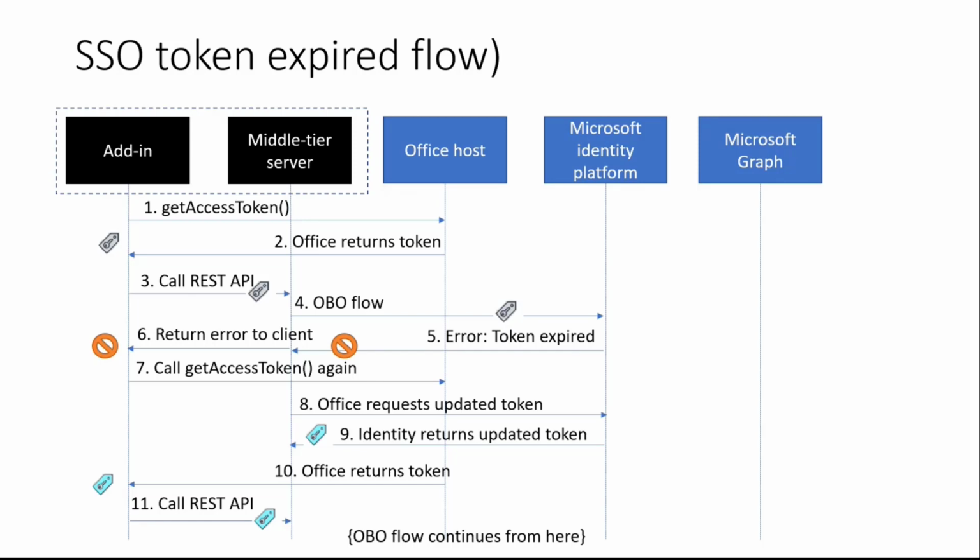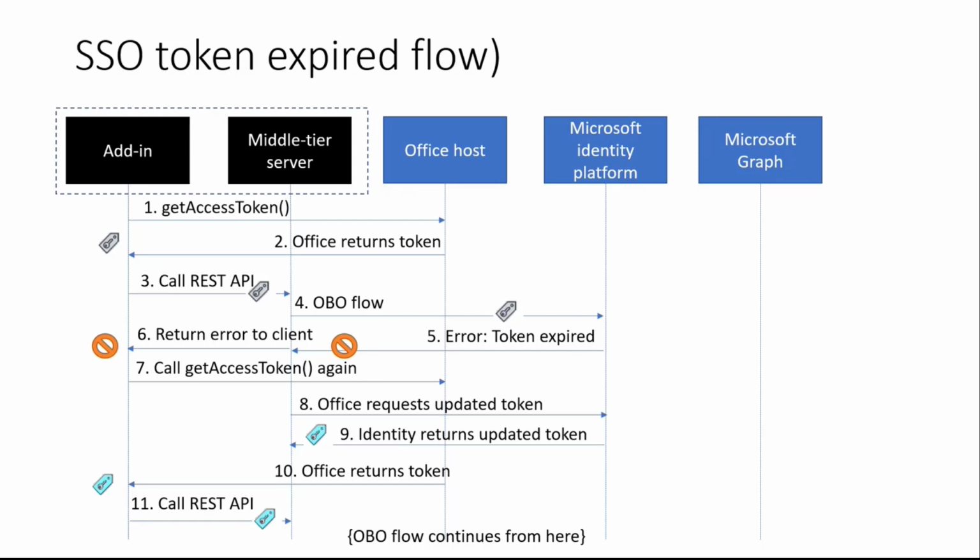So you call getAccessToken again. At this point, Office will see that it's expired. It's not going to return an expired token, so it'll refresh it. Behind the scenes, it'll actually request this from the Identity Platform. It gets the updated token, which is sort of this bluish color, and then it returns that token. Again, it's just an access token to your middle tier server. You call the REST API, and the whole OBO flow continues again.